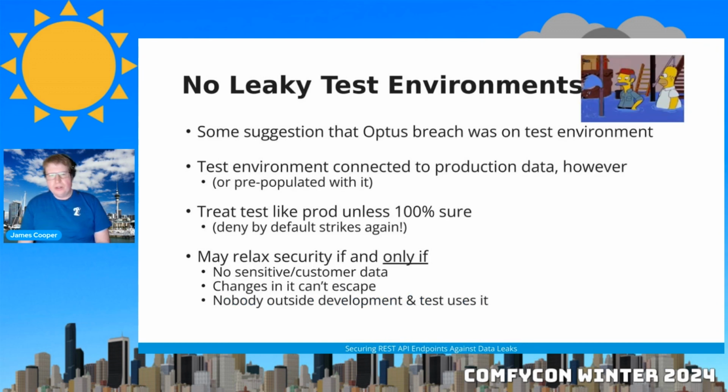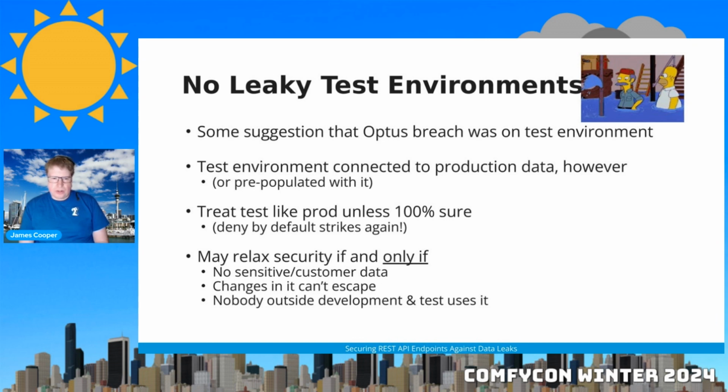And lastly, of course, it came out that probably this whole thing happened because there was real customer data on a test environment somehow or another. I don't quite know how, but basically, you should never have a test environment with real customer data that isn't treated like a production environment, because if it's got customer data in it, it's a production environment. So always assume it's production unless you're absolutely sure. So that's basically deny by default, again, if you think about it.